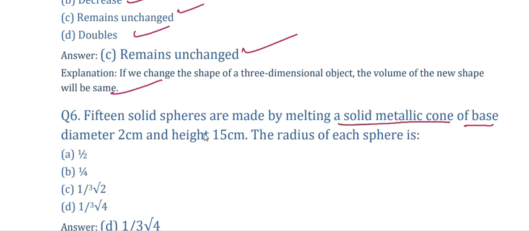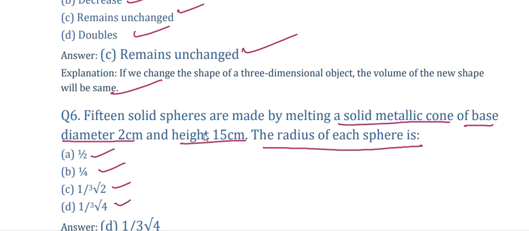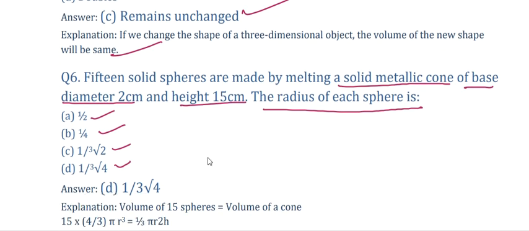The next question on your screen: 15 solid spheres are made by melting a solid metallic cone of base diameter 2 cm and height 15 cm. Then the radius of each sphere is what? It is half, it is 1/4, it is 1 by 3 root 2, it is 1 by 3 root 4. We go with D, 1 by 3 root 4.